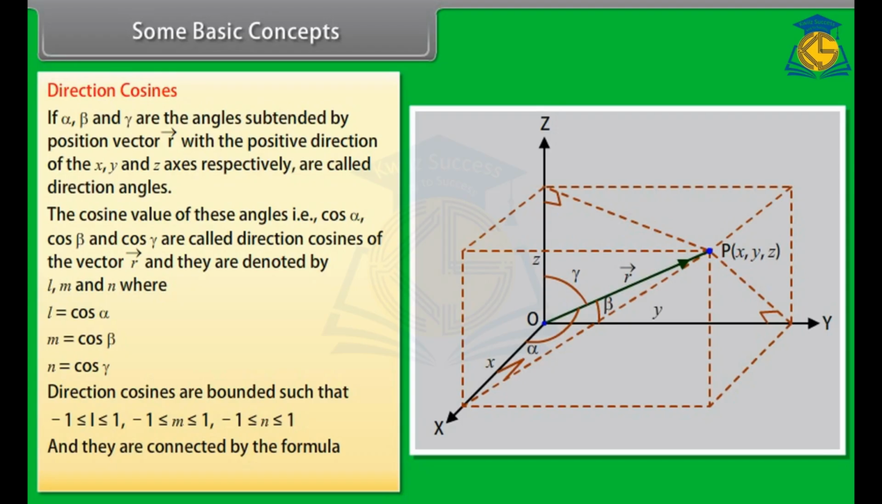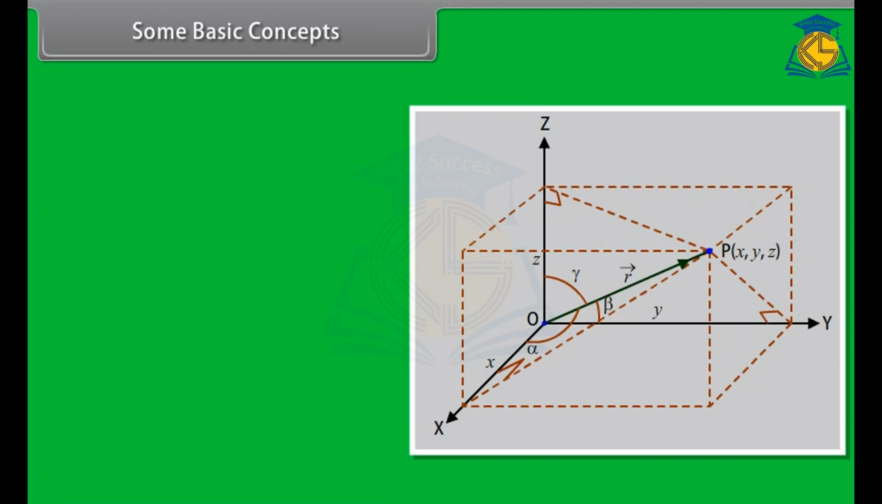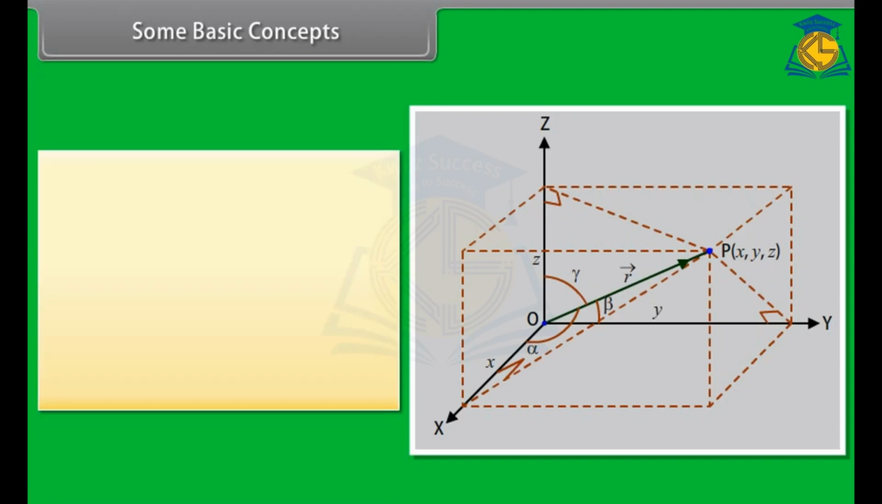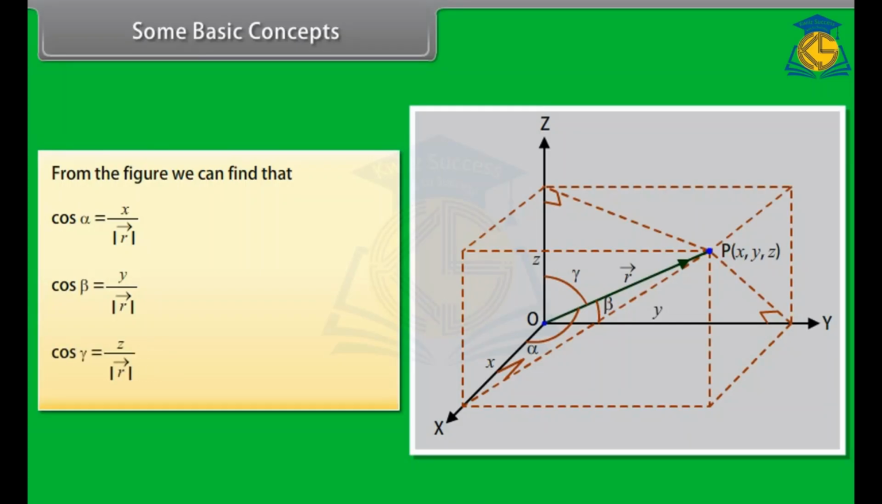And they are connected by the formula L square plus M square plus N square equals 1. From the figure we can find that cos alpha equals x by mod of vector r, cos beta equals y by mod of vector r, cos gamma equals z by mod of vector r.